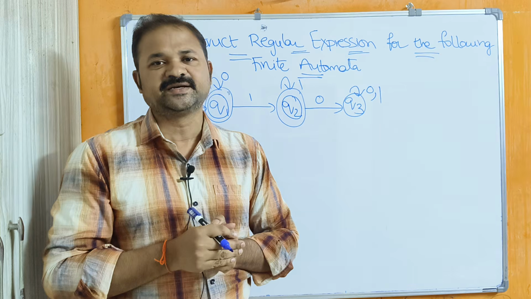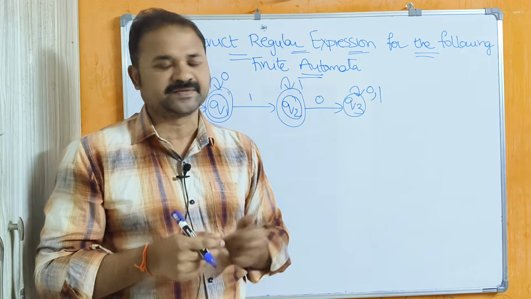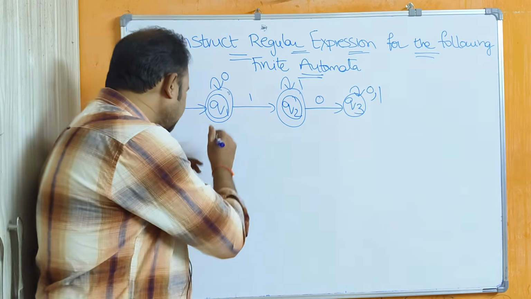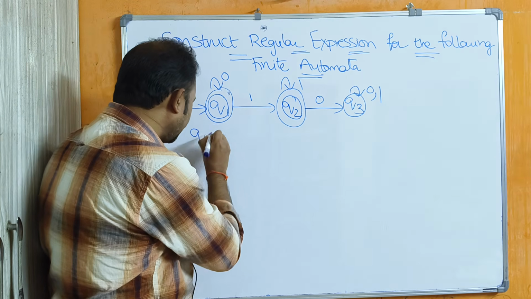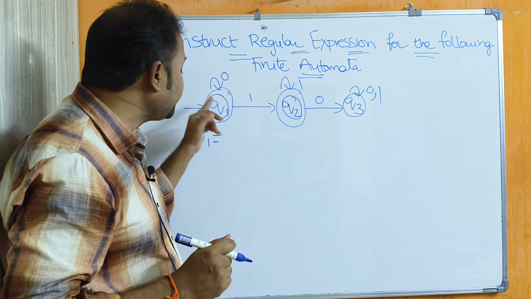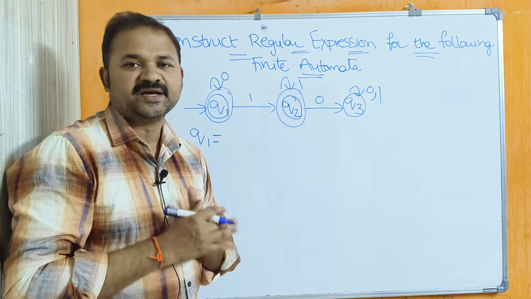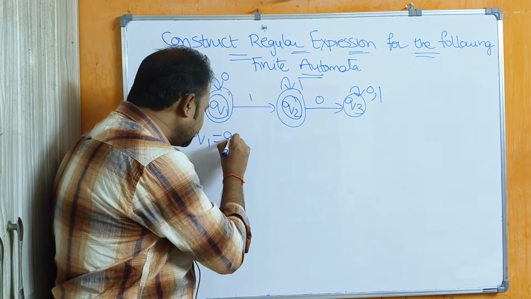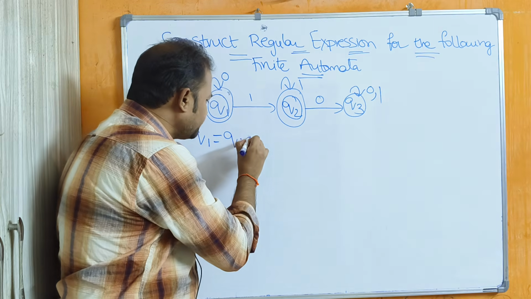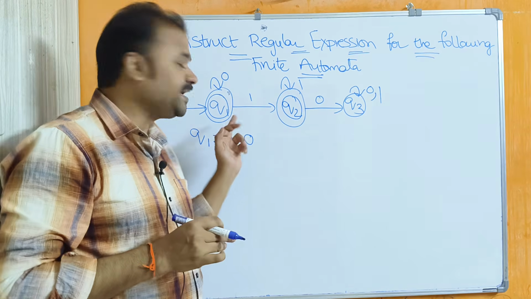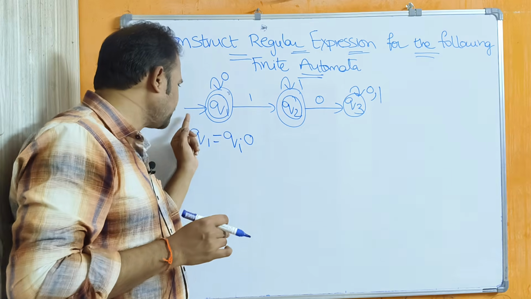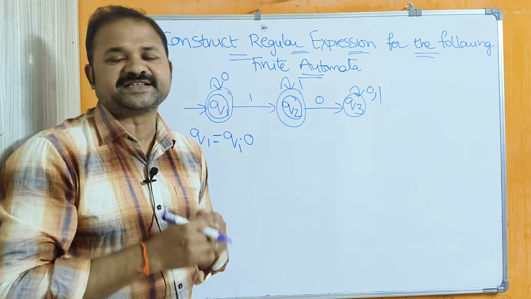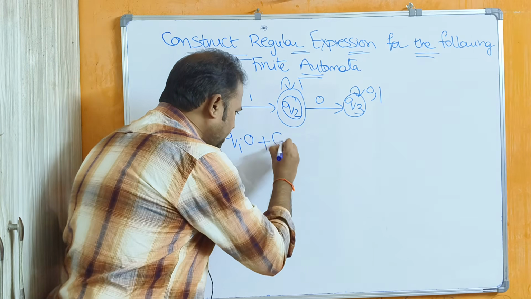So the first step is construct state equations for all the states based on the incoming edges. Here the first state is Q1. For Q1 we have one incoming edge. Incoming edge means the arrow will be towards the state. So Q1 equals Q1 dot 0, with the input symbol 0. Here Q1 is the initial state, so before Q1 we have an arrow symbol. For the initial state equation, we have to add epsilon.